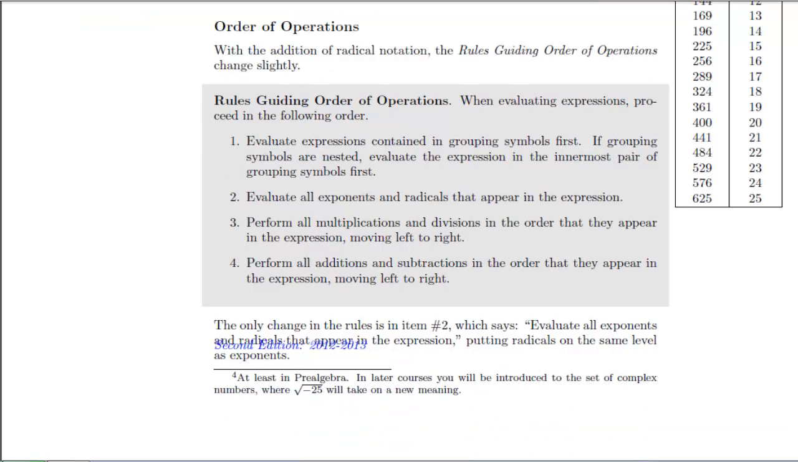Order of operations. With the addition of radical notation, the rules guiding order of operations change slightly. When evaluating expressions, proceed in the following order. 1. Evaluate expressions contained in grouping symbols first. If grouping symbols are nested, evaluate the expression in the innermost pair of grouping symbols first. 2. Evaluate all exponents and radicals that appear in the expression. 3. Perform all multiplication and divisions in the order that they appear in the expression, moving left to right. And 4. Perform all additions and subtractions in the order that they appear in the expression, moving left to right.